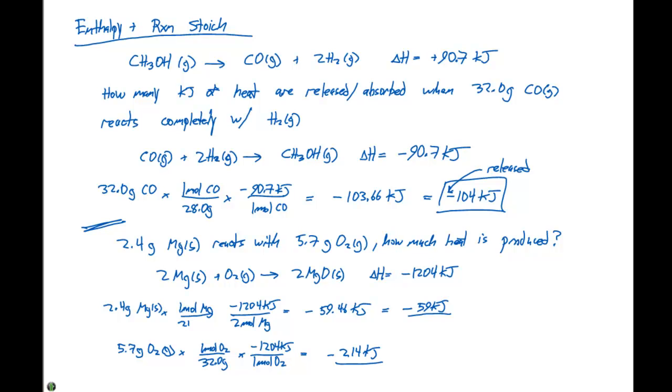So if we're comparing here, the negative 59 kilojoules is the smaller number. That tells us that the magnesium solid is the limiting reactant. And if the magnesium is the limiting reactant, this tells us that 59 kilojoules of heat is produced.